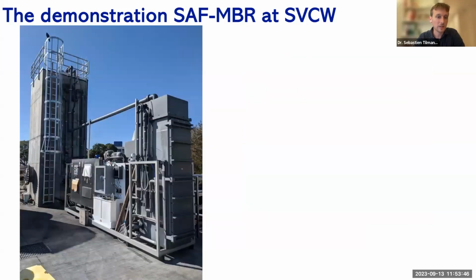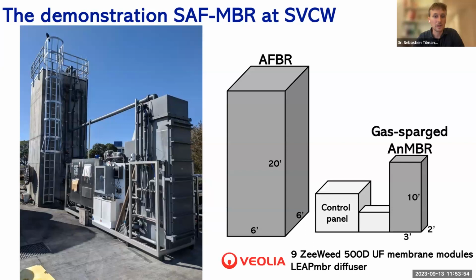If you take a look at it as an image, this is our reactor. On the left-hand side is the fluidized bed reactor. On the right-hand side is the membrane tank, and in between is the control panel. Putting some dimensions on that, the fluidized bed reactor is about 6 feet square on the bottom and 20 feet tall. And then the membrane tank has 9 ZeeWeed membranes. These are one of the industry standard membranes for ultrafiltration, and those fit in a 3 by 2 by 10 foot tank.